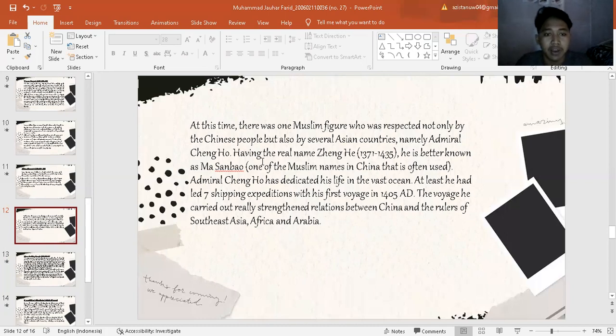Admiral Cheng Zhou dedicated his life to the vast ocean. He led at least 7 shipping expeditions, with his first voyage in 1405 AD. The voyages he carried out greatly strengthened relations between China and the rulers of Southeast Asia, Africa, and Arabia.